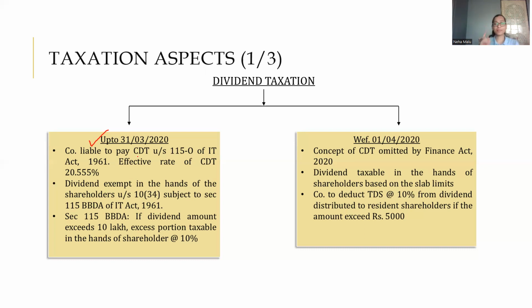With effect from 1st April 2020, the concept of CDT was omitted pursuant to the Finance Act 2020, and now the dividend is taxable in the hands of the shareholders based on their slab rates. And in the case of companies, although there is a carve-out provided, which we'll be discussing in the later slides. So this is with respect to dividend taxation as on date and what it was up to 31st March 2020.